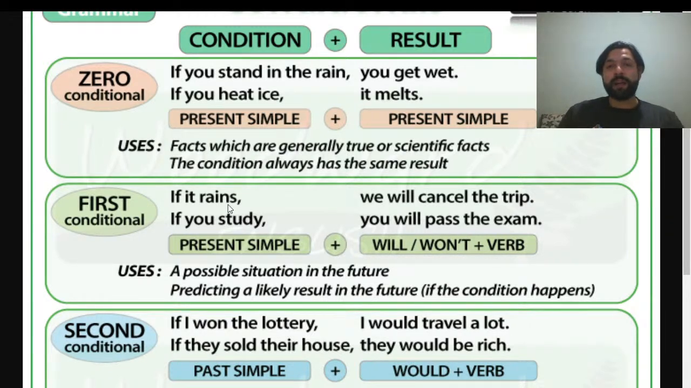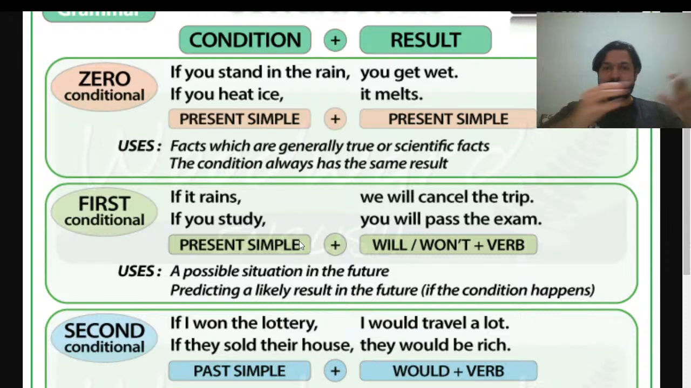So canceling or not the trip depends on the rain. If it rains, we will cancel. If it doesn't rain, we won't cancel. Or if you study, you will pass the exam. So passing the exam depends on studying. And the only possibility for passing the exam is studying. So the result, passing the exam, depends on the condition, studying, right?